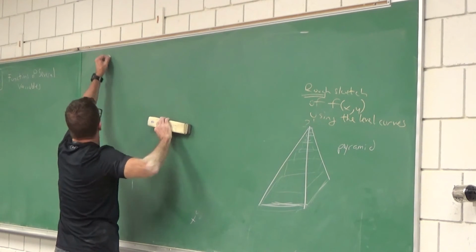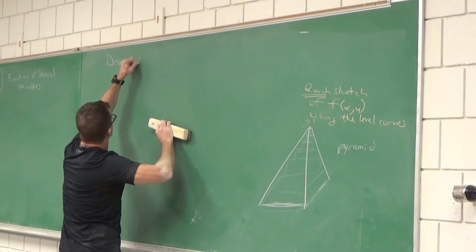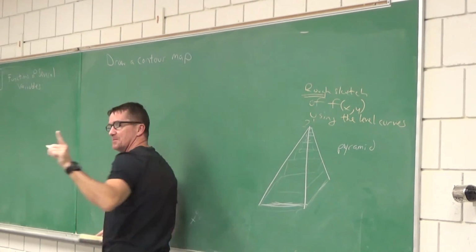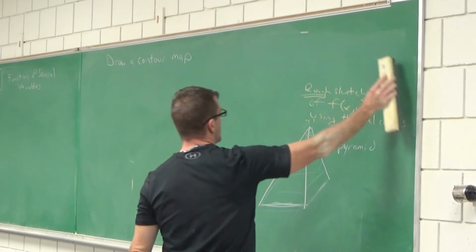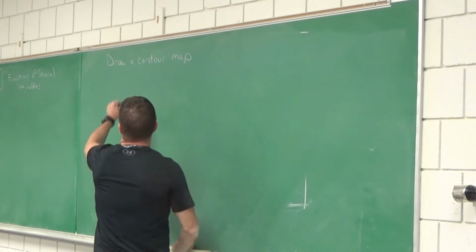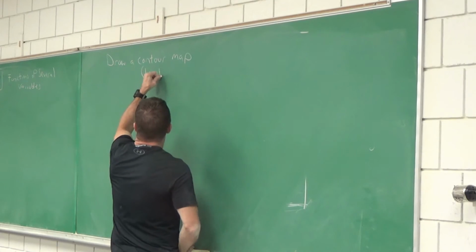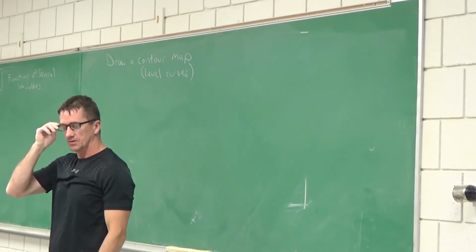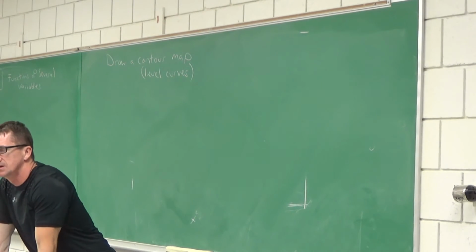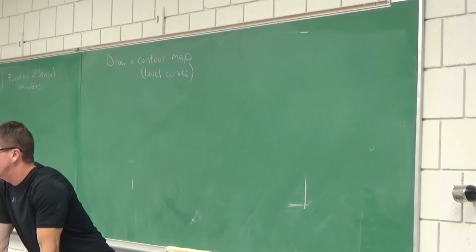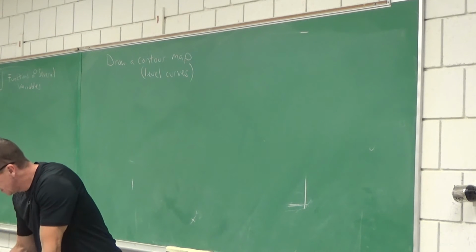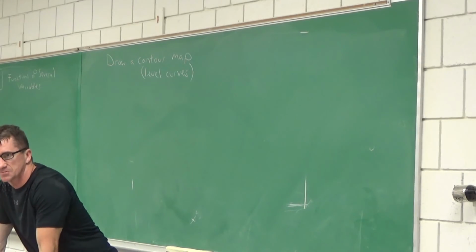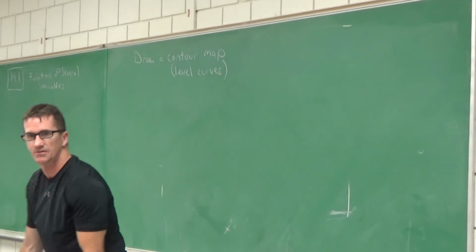Draw a contour map. What do they mean by contour map? Same thing. You know what they mean? The level curves. What if you deal with temperature, like we did before, with depth and day of the year? They call these isothermals. But contour maps are just sketches of the level curves.